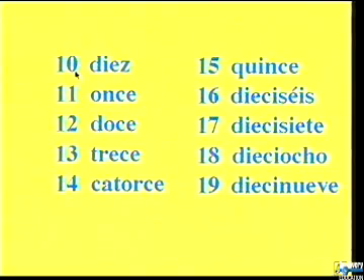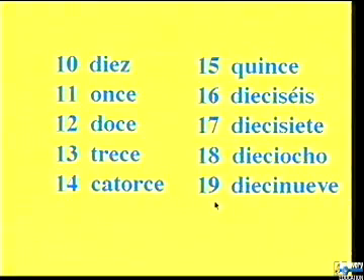Repitan todos. Diez, once, doce, trece, catorce, quince, dieciséis, diecisiete, dieciocho, diecinueve. And you remember that these all end with ce, once, doce, trece, catorce, quince. And those are like the teen numbers. And then after that we just say diez, which is 10, y, and seis, 6, dieciséis.